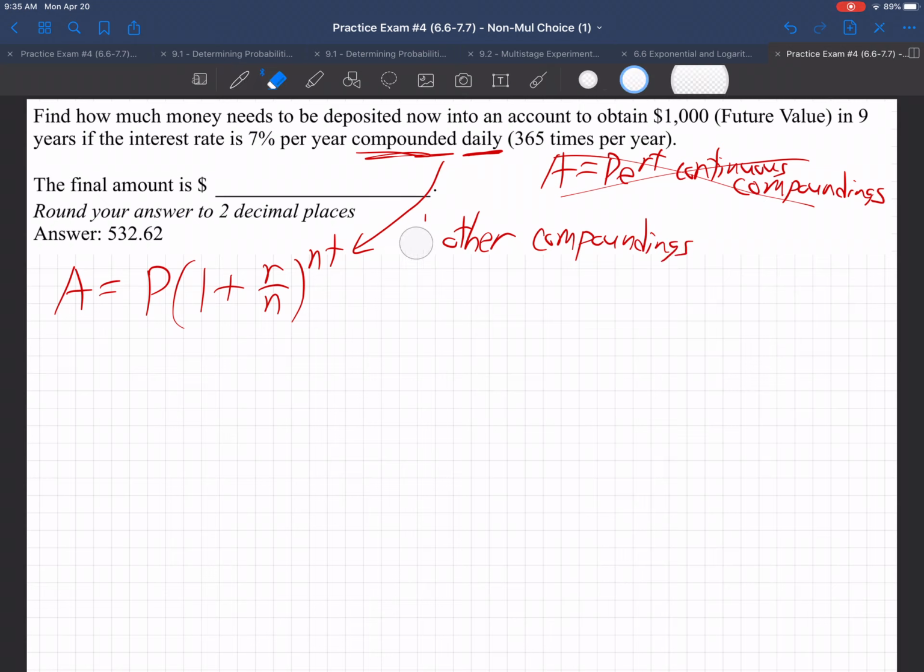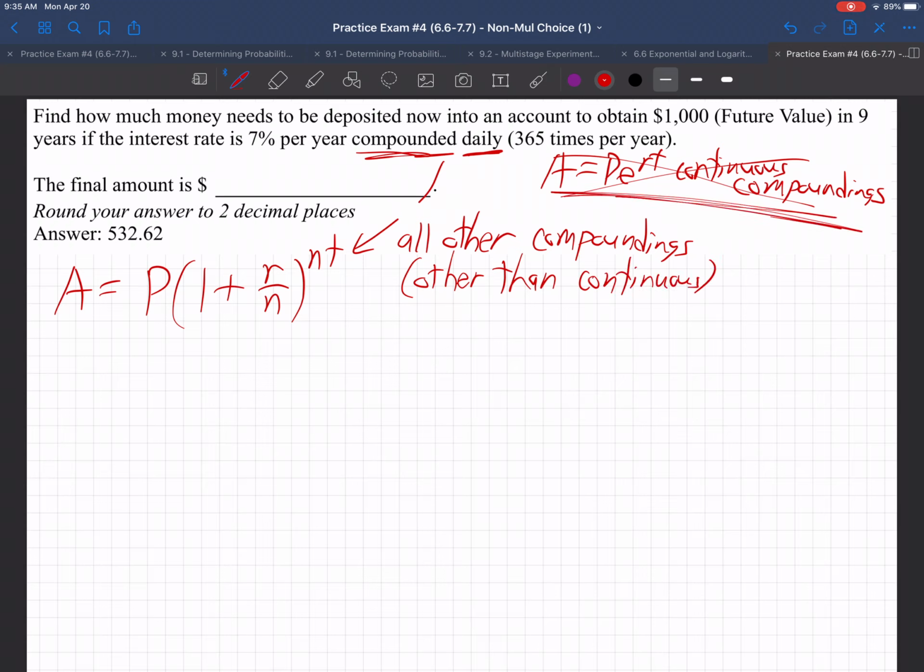So for all other compoundings other than continuous, that is. For continuous compounding, we use the PERT formula. For all other compoundings, we use this formula. So you want to have those in your notes for the exam. So let's plug in the information we need here.